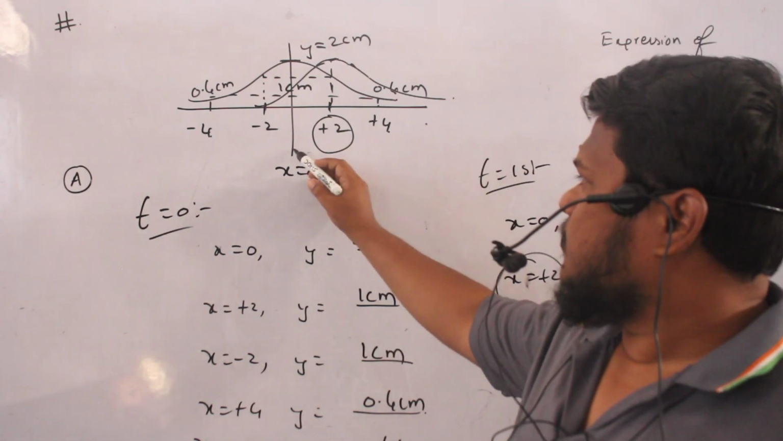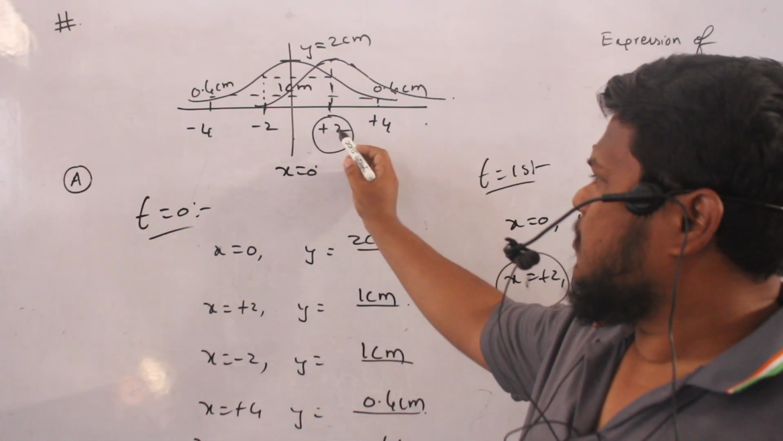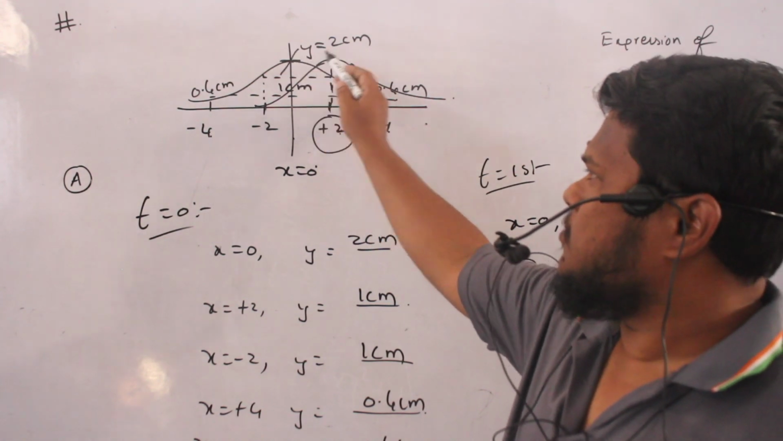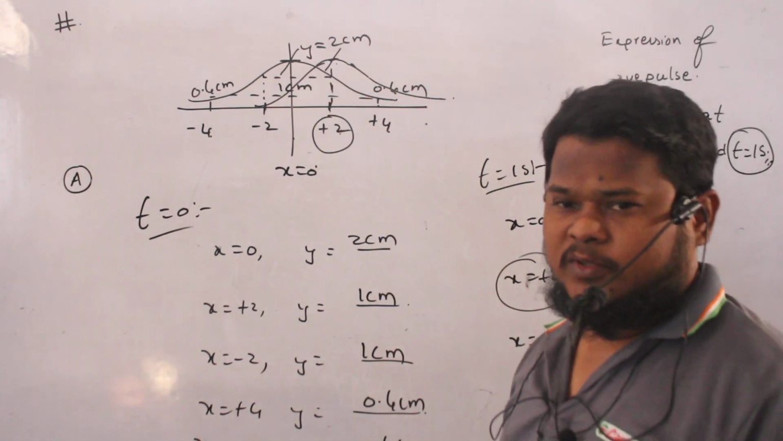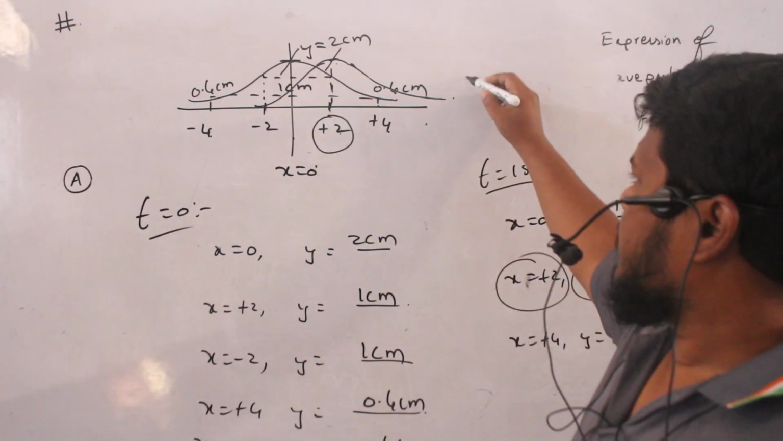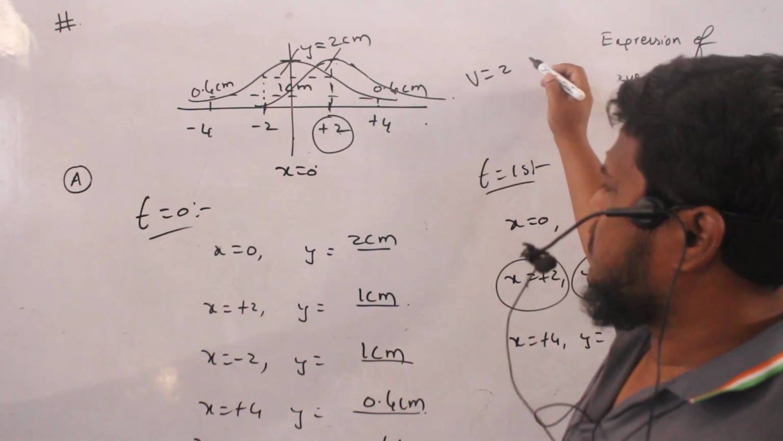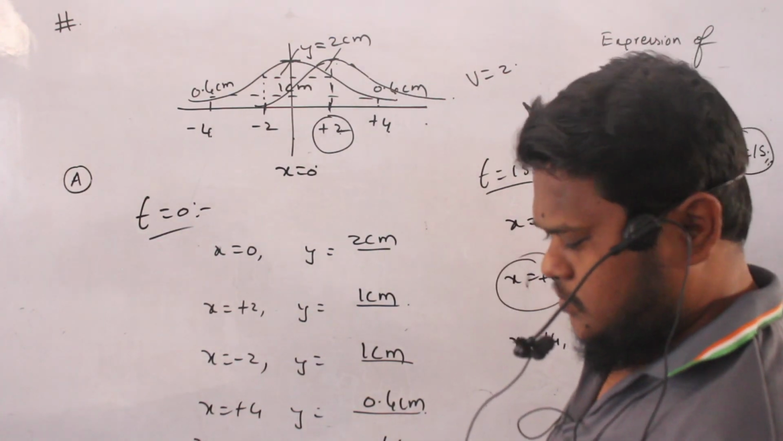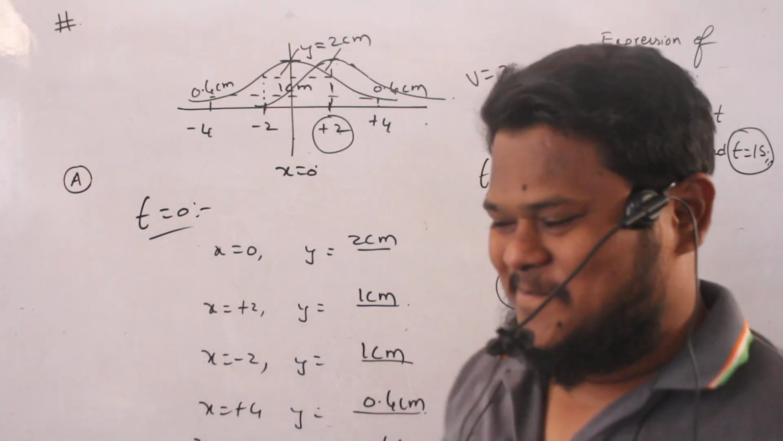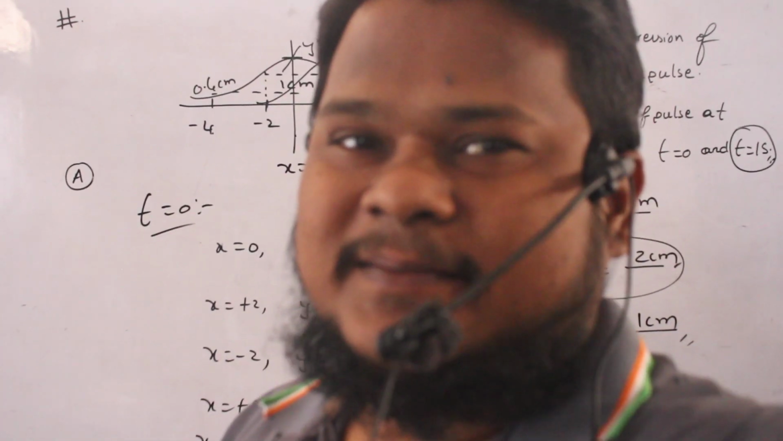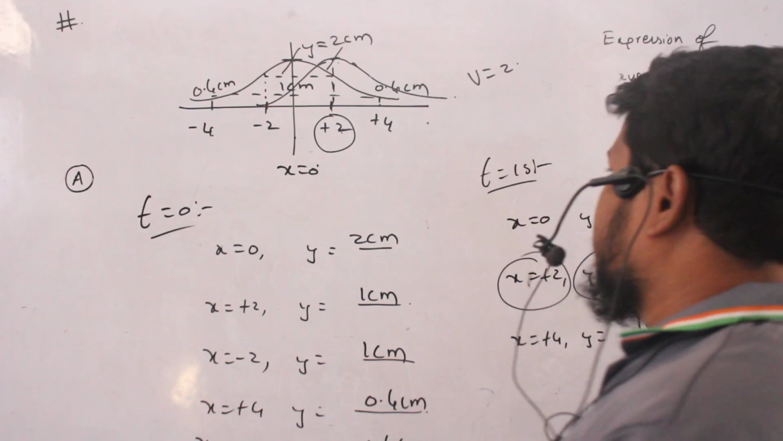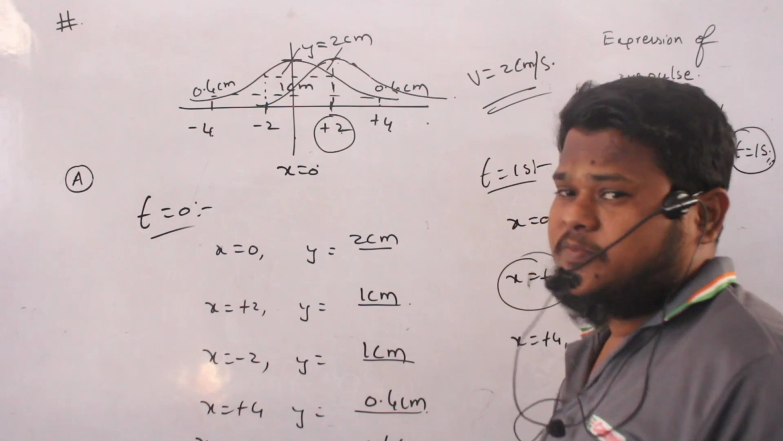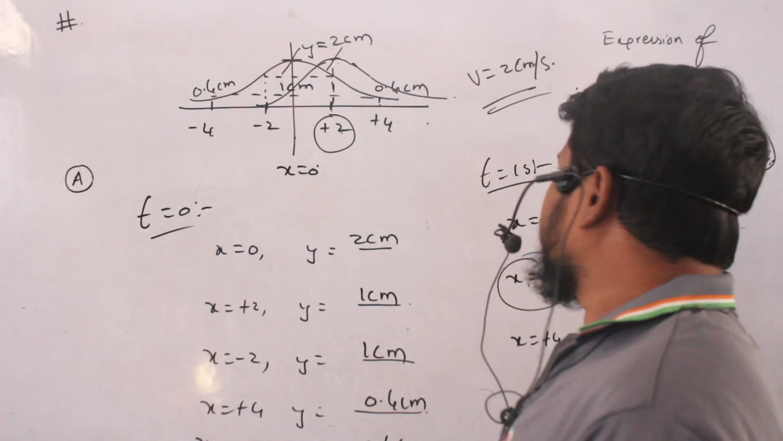So therefore, the displacement of the graph is 2 centimeters. Are you able to understand? So therefore we already studied that velocity is equal to 2 centimeter per second here. This is already given in the question.